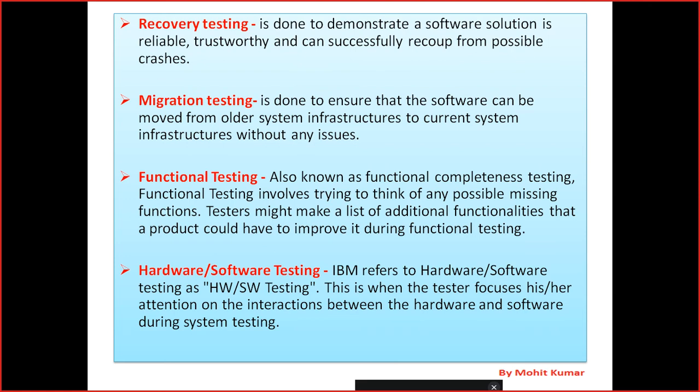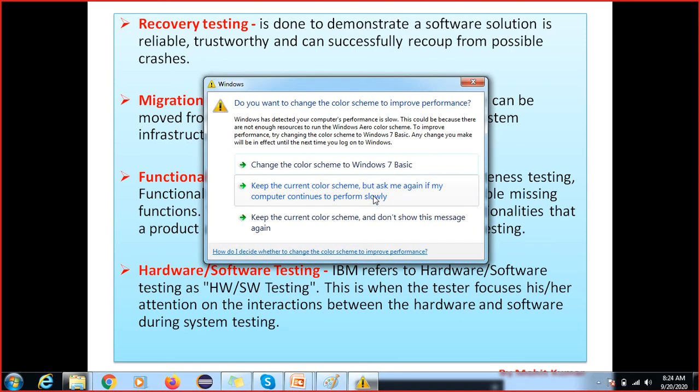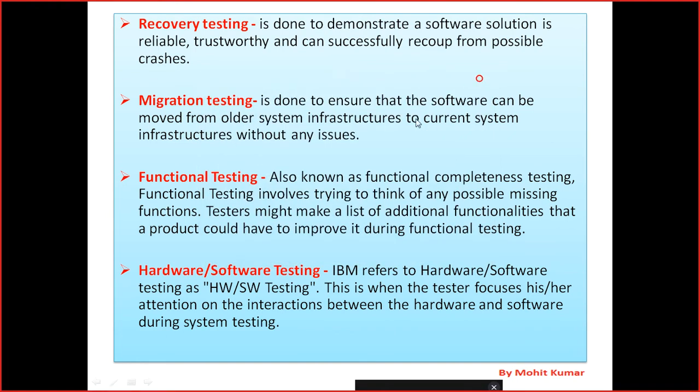It is also known as functional or completeness testing. Functional testing involves trying to think of any possible missing functions. The tester might make a list of additional functionality that a product could have to improve it, and that happens during functional testing. So this testing is very important for the tester.